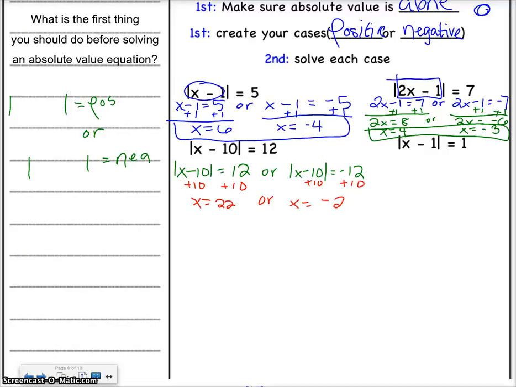Okay, I'm going to set up the next one. So whatever my absolute value is positive, so that's x minus 1 is 1, or x minus 1 is negative 1. That's this template. Whatever's inside is positive, or whatever's inside is negative. Inside positive, inside negative. Plus 1, so x is 2, or plus 1, x is 0.